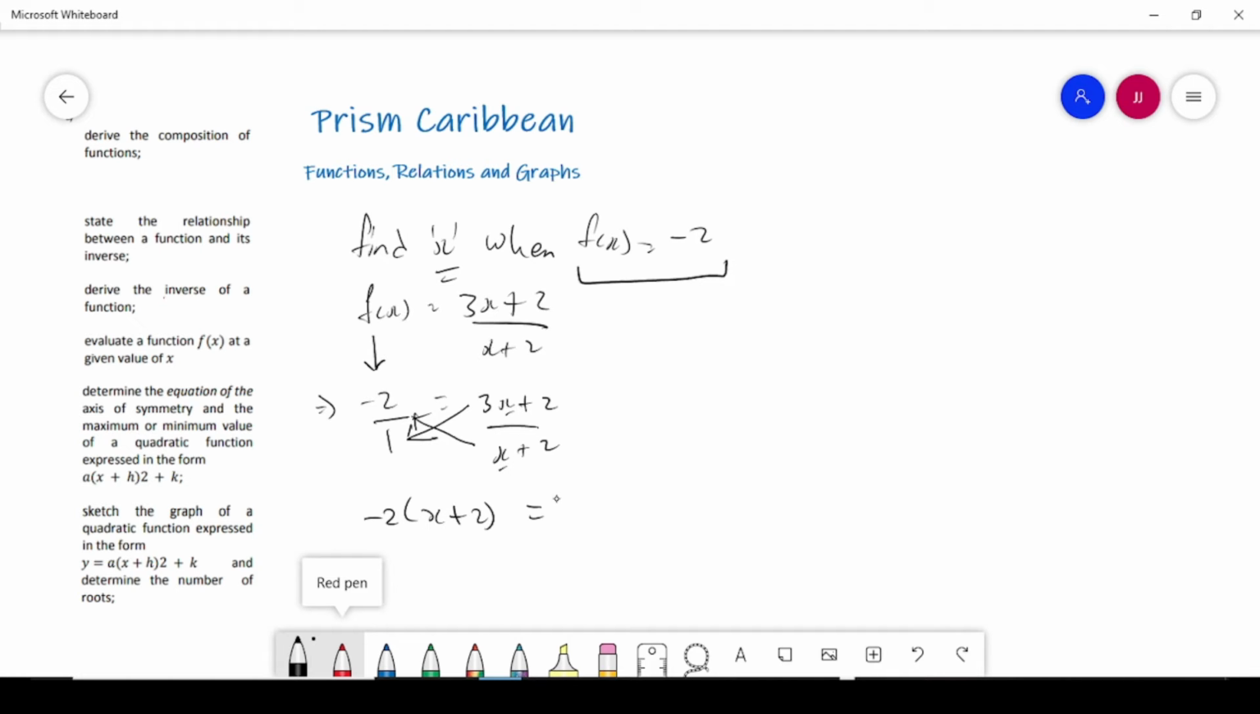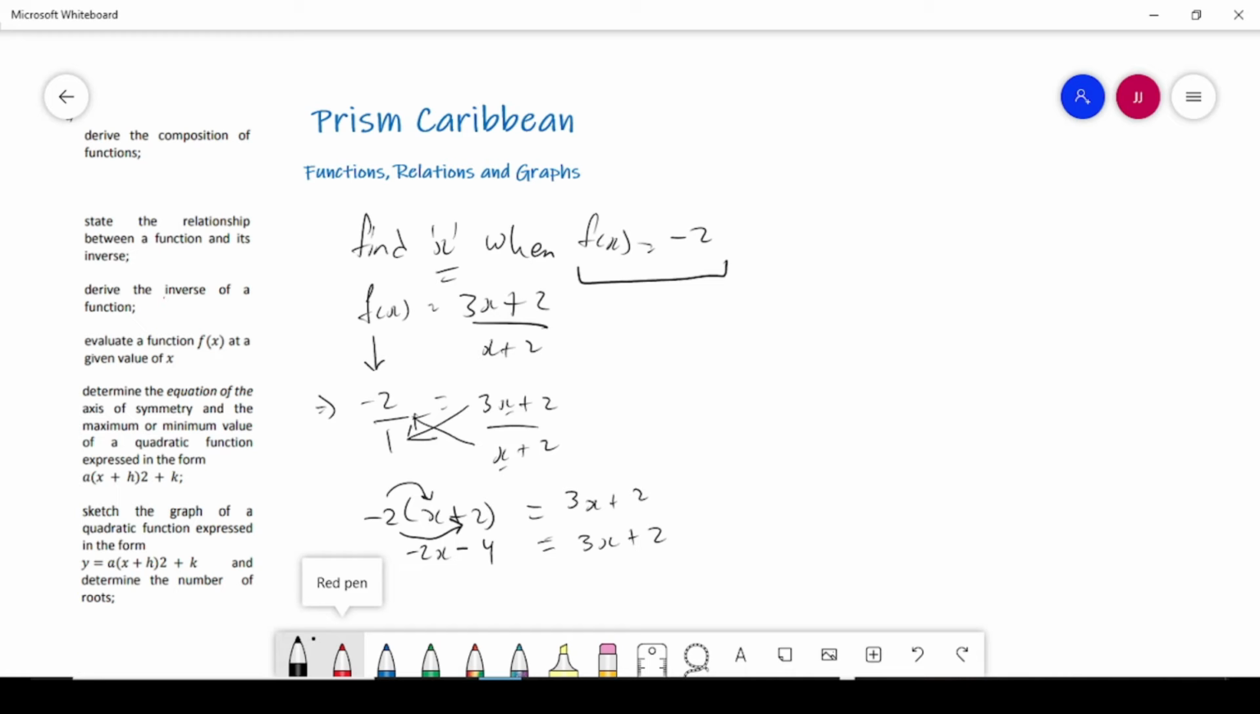But we put in the brackets here, and we make it equal to 3x plus 2. We expand the bracket, minus 2 into x, and minus 2 into 2, right? And when we expand this, we get minus 2x minus 4, right? And then we have it equal to the 3x plus 2. Now we want to find x.